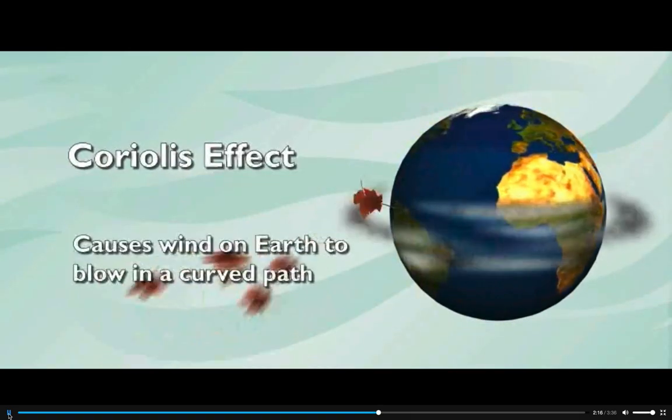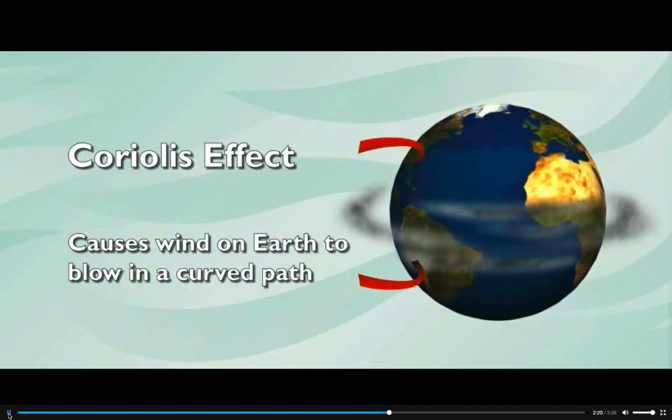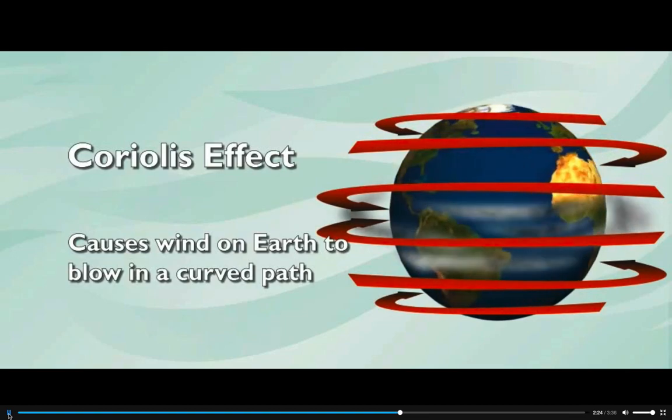All this air movement is affected by one more thing. Lay it on me. The Earth's rotation. As the Earth spins, it pulls the wind to travel on a slightly curved path. This is for west to east or east to west wind. It's called the Coriolis effect. Okay, you don't need to know this either.